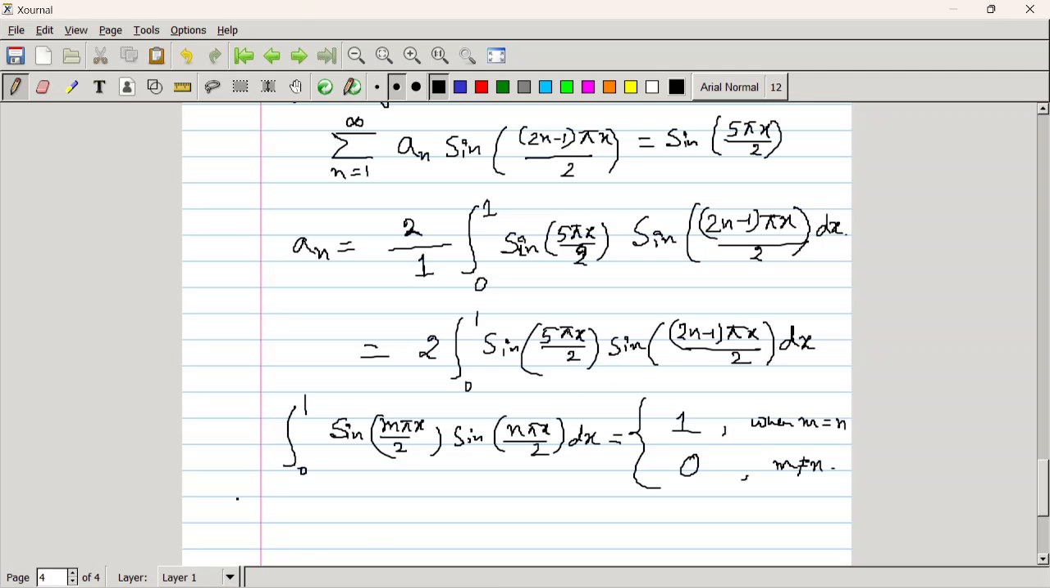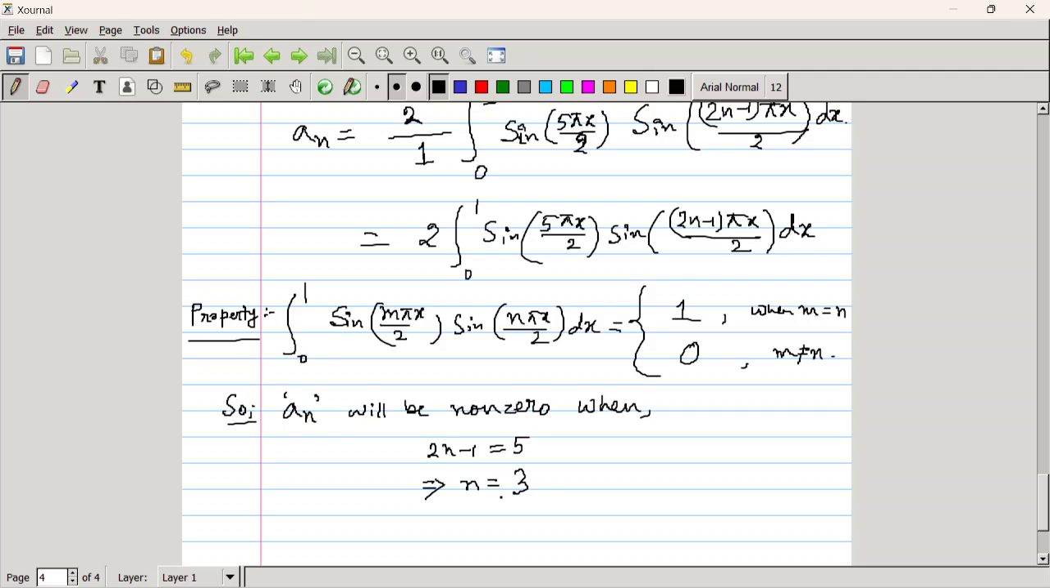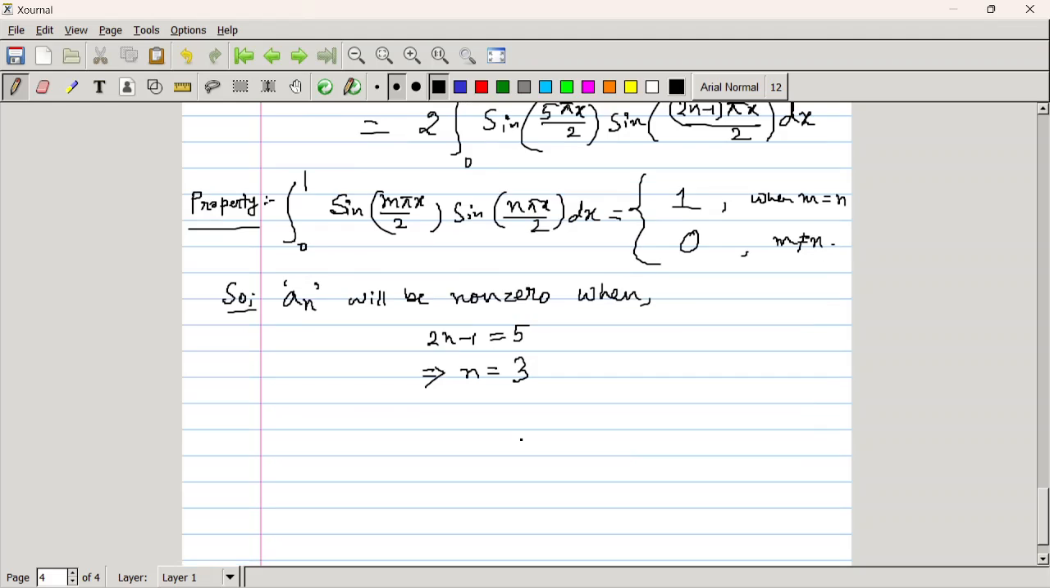So in my case, let me write it here as a property. Only one n will be non-zero. That is, n will be non-zero when my 2n minus 1 equals 5. That is n equal to 6 by 2, that is 3. So when n equals 3, we only get non-zero.